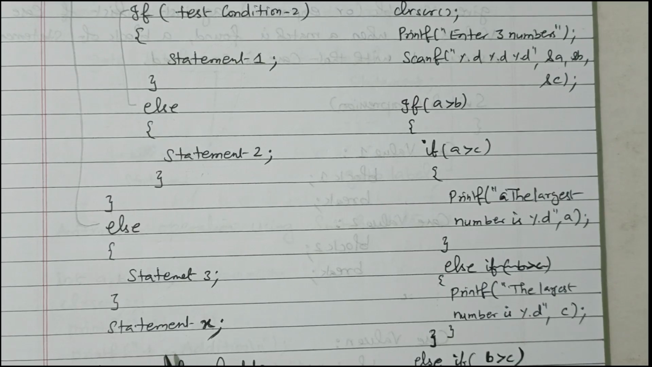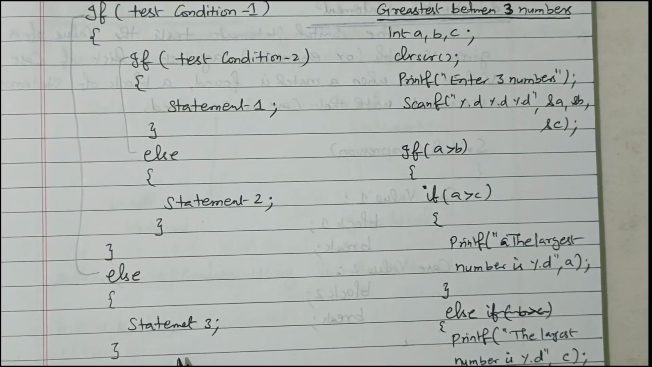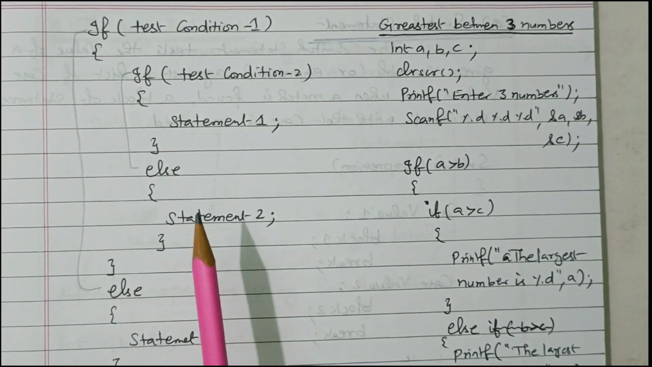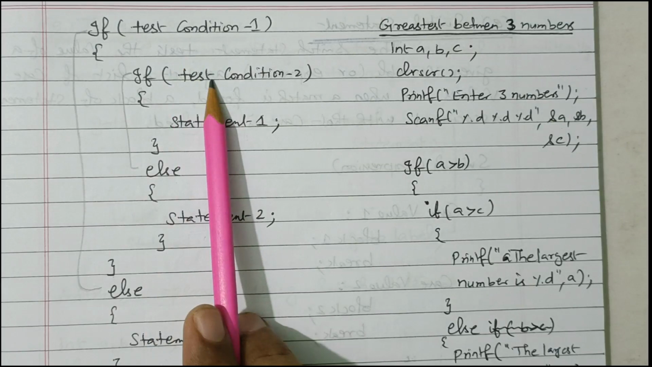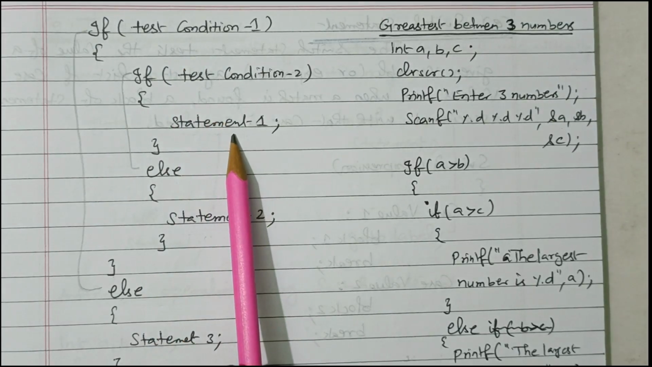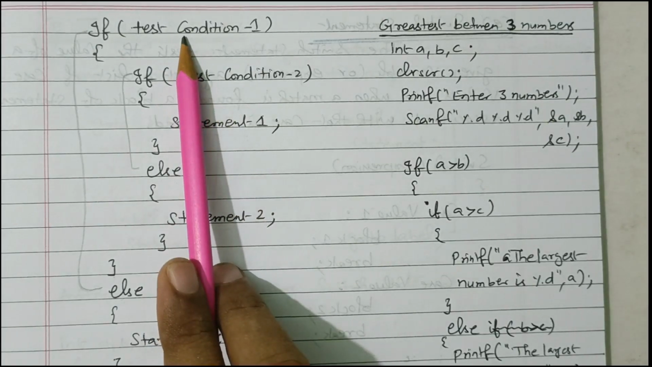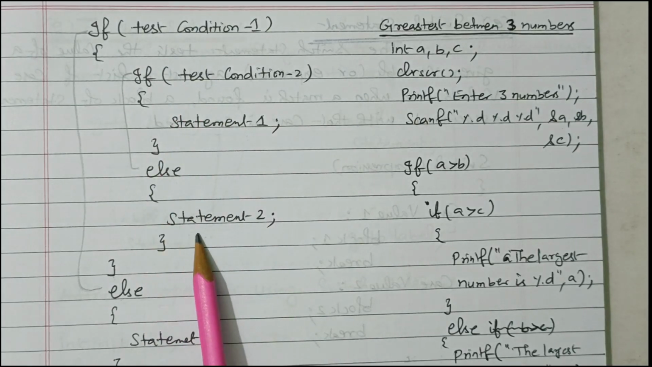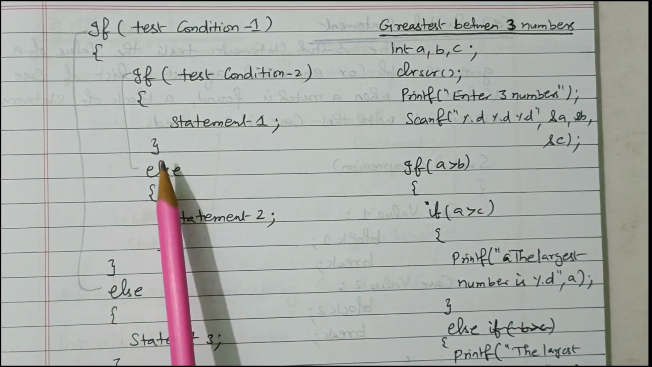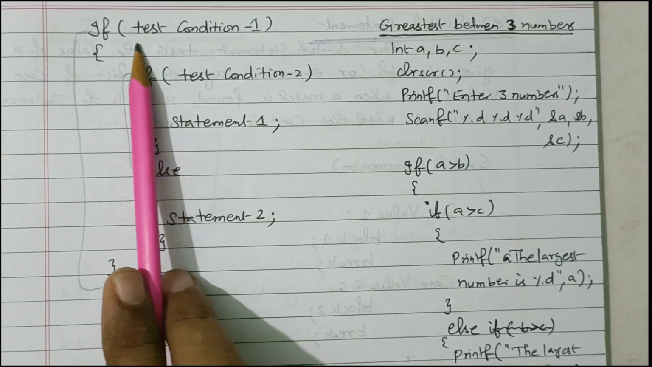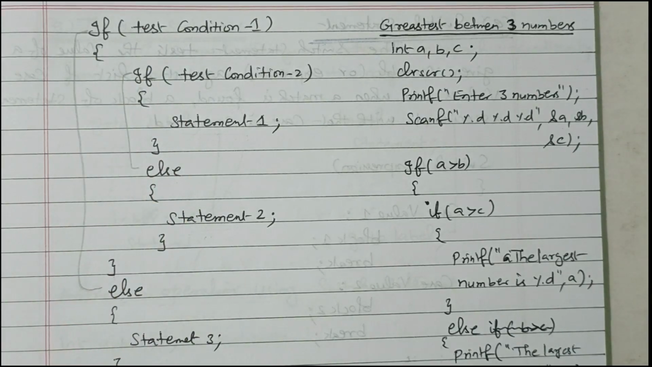So in this syntax, we used two test conditions. If the two test conditions are verified one by one and both are true, statement 1 will be executed. If test condition 1 is true and 2 is false, statement 2 will be executed. If test condition 1 itself is false, it will directly go to the else part and statement 3 will be executed. So we are verifying more than one condition in a series. That's why it is called a nested if statement.